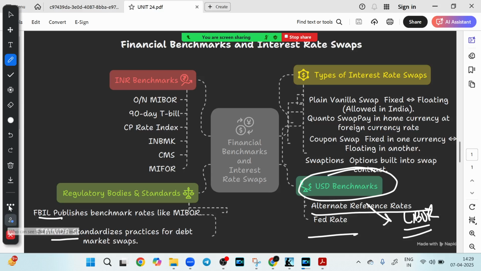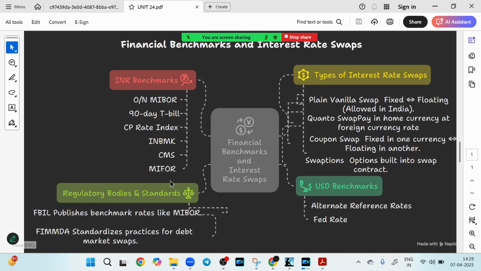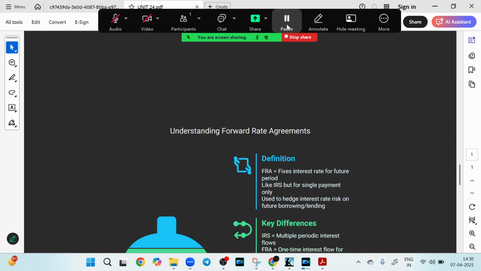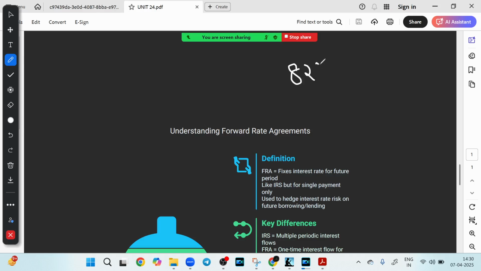Now friends, let's look at FRA. Have you ever worried about interest rates rising before your loan starts? Tell me. Suppose you have taken a loan. Before the loan starts, you are worried about interest rates rising. Have you ever done that? So with a forward rate agreement, are you sealed against this risk?